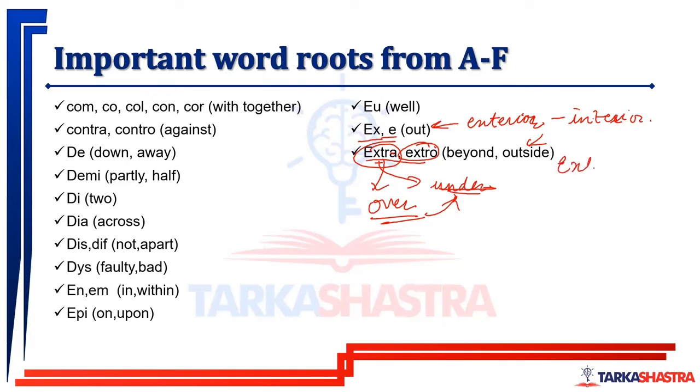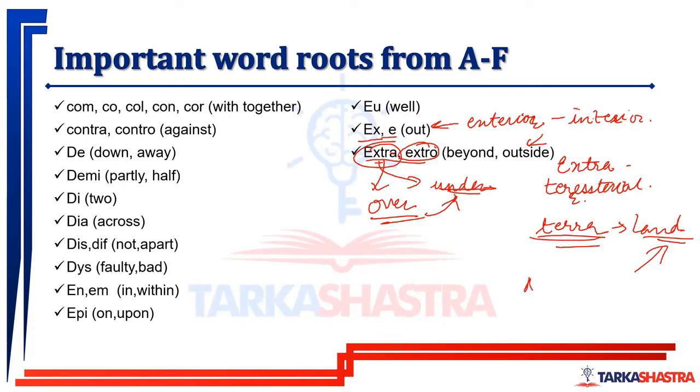Extraterrestrial, extraterrestrial. This is also important. Okay. Now, what is terra? Terra means land. Okay. So extraterrestrial, somebody who's not from this land, from outside land. So basically, we are talking about aliens, space aliens, not country aliens. Okay.